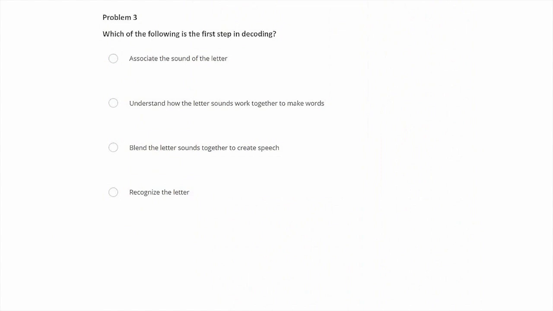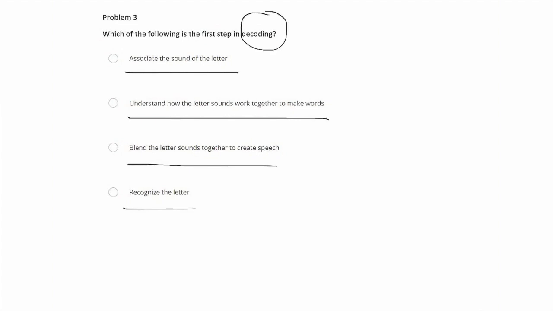Problem 3. Which of the following is the first step in decoding? Associate the sound of the letter, understand how the letter sounds work together to make words, blend the letter sounds together to create speech, or recognize the letter. Just as a reminder, decoding is the process of translating printed words into speech. It involves the use of phonics, or the correlation between letters and sounds.